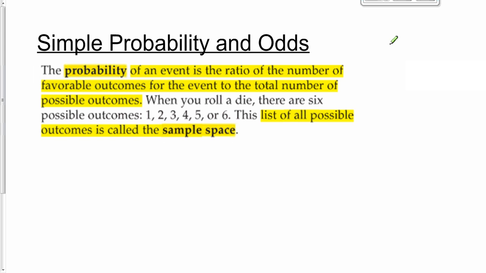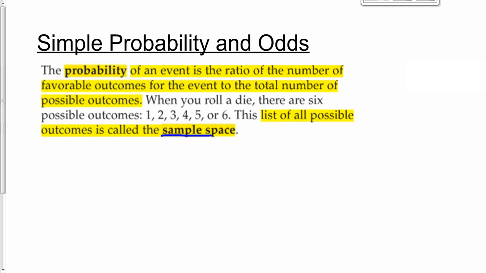Alright, welcome to Simple Probability and Odds. You will want these definitions up front here. The probability of an event is the ratio, as we know, a fraction of the number of favorable outcomes for an event to the total number of possible outcomes. So for instance, when you roll a die, there are 6 possible outcomes, 1, 2, 3, 4, 5, or 6. And that list of possible outcomes is called the sample space.